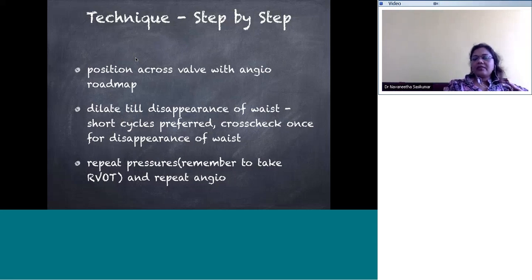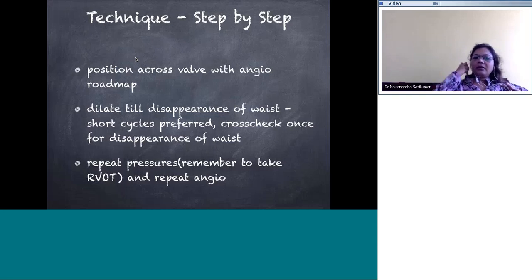So once you're sure that you're across the valve, you dilate till disappearance of the waist. Short cycles are preferred, as I already mentioned. You deflate the balloon as quick as possible so that you do not obstruct the right ventricular outflow tract for long and cause hemodynamic compromise. If you're happy with your first dilatation, just cross-check it by inflating it once more and seeing that the waist has been eliminated.